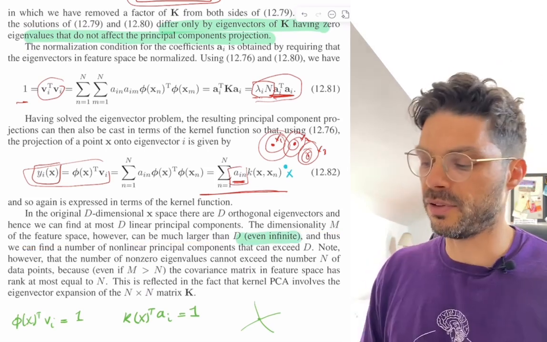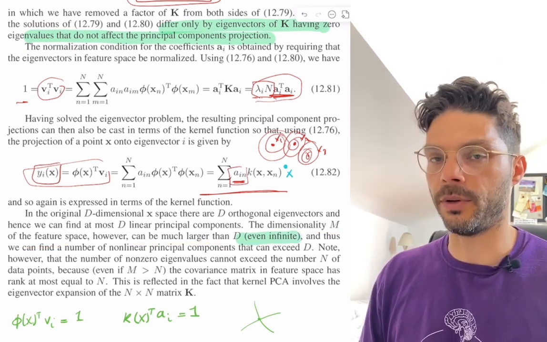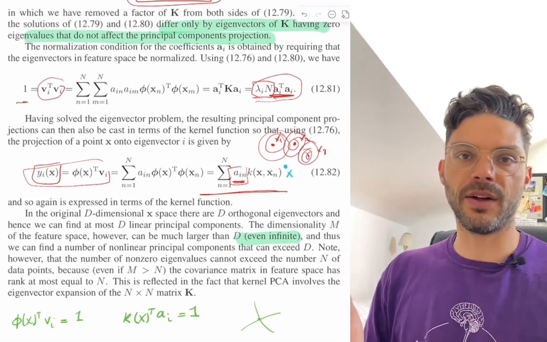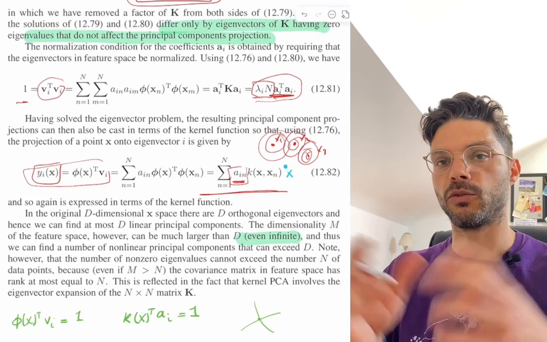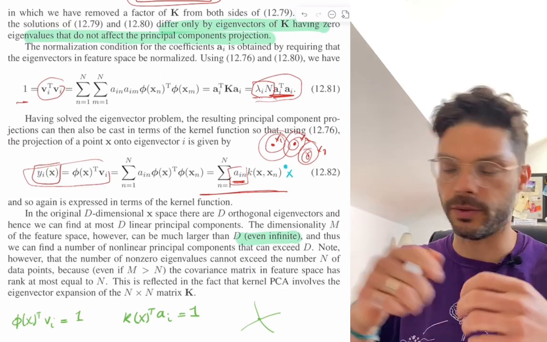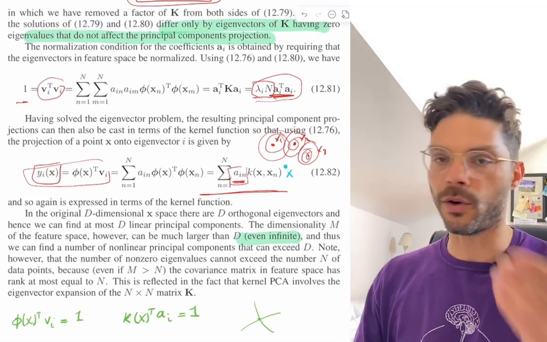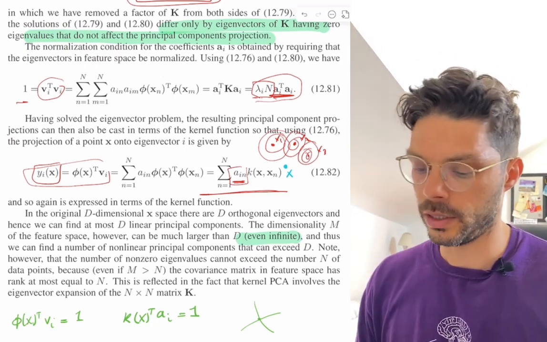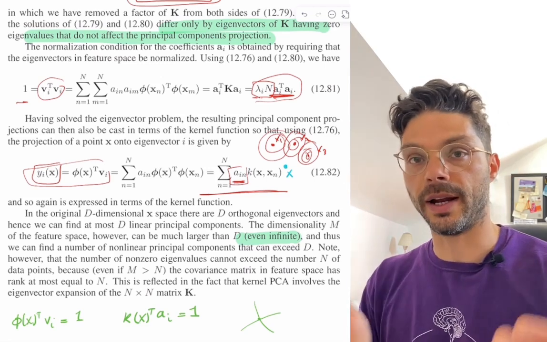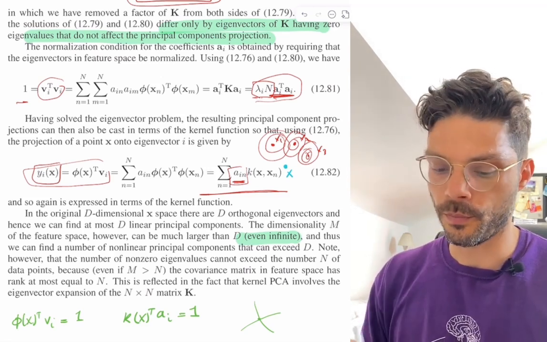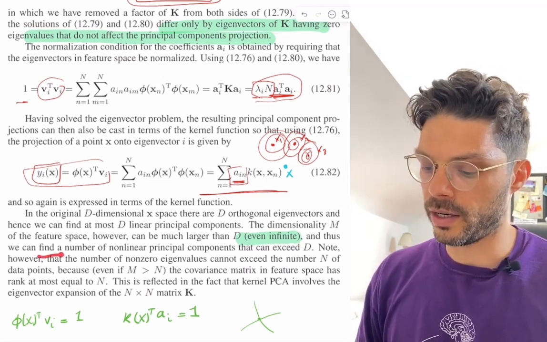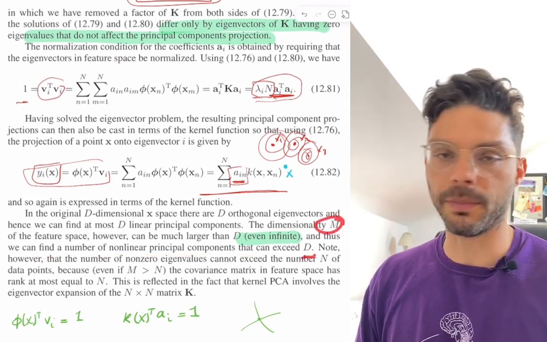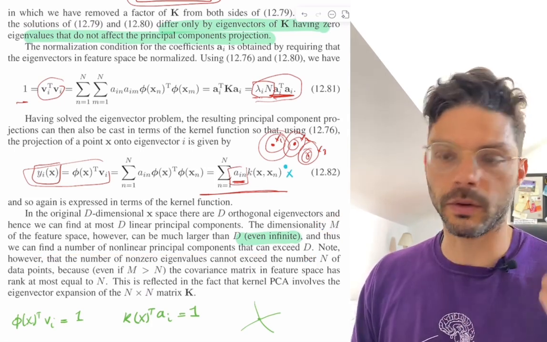And it doesn't have to be so exotic. For example, there's a kernel that measures similarity in a Gaussian way. It measures the squared distance, and then applies the exponential of the negative of that. Well, that corresponds to infinite dimensional features. So it's not an exotic thing that the features are infinite dimensional. And thus, we can find a number of nonlinear principal components that can exceed d. In principle, M can be very large, much larger than your original space.